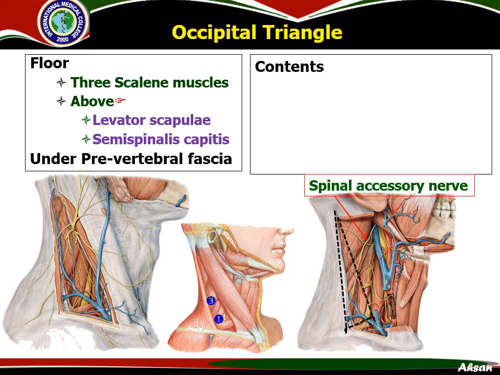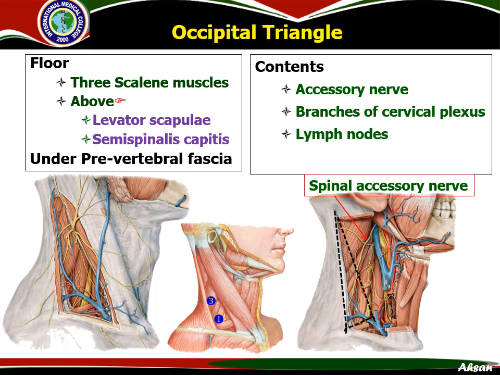This nerve is the accessory nerve. This is an important content of this triangle. In addition to this, you can see on the left figure, the branches of the cervical plexus are distributed. In addition to that, you'll get the cervical lymph nodes, both superficial and also deep lymph nodes are there. Occipital artery lies at the upper part of the triangle.